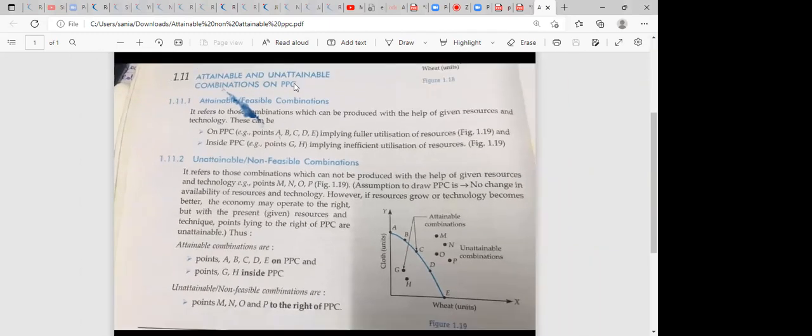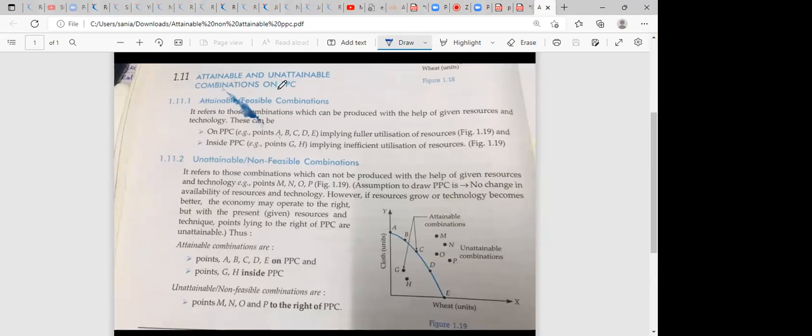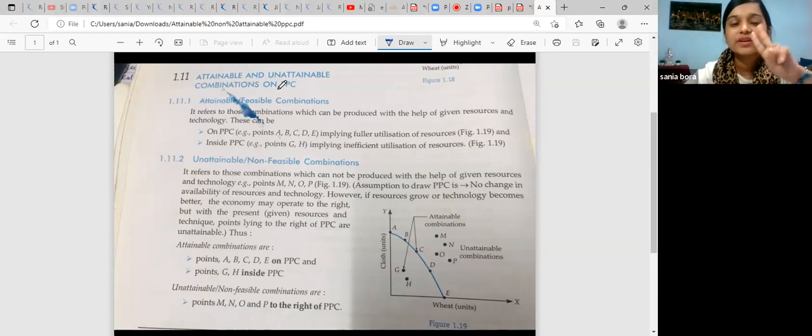Yes, teacher. This is a very important topic, which is attainable and unattainable combination on PPC. Why have I written combination? Because you have two goods. For example, you are producing 4 of X good and 3 of Y good, or 2 of this or 2 of this. Like this, the combination. So attainable, or you can say feasible combination, and unattainable, you can say non-feasible. So there are two types of combination in an economy. Few are unattainable and few are attainable.